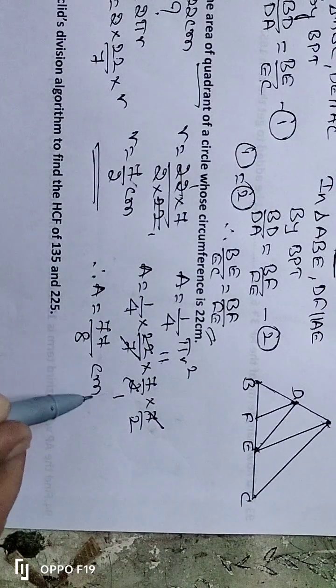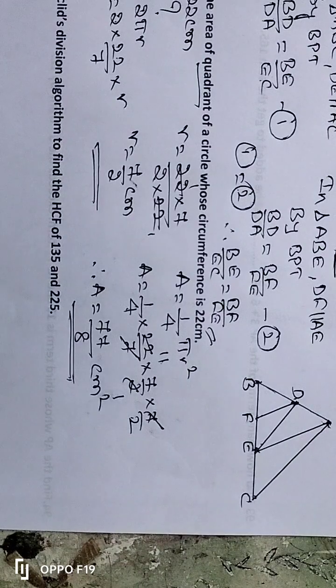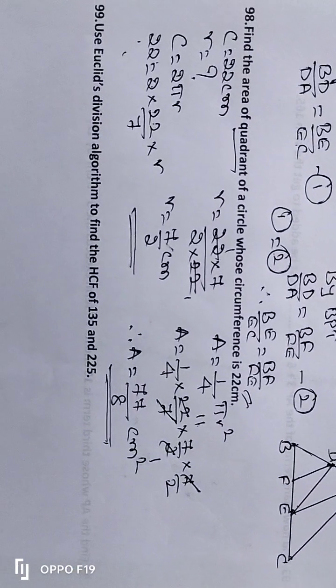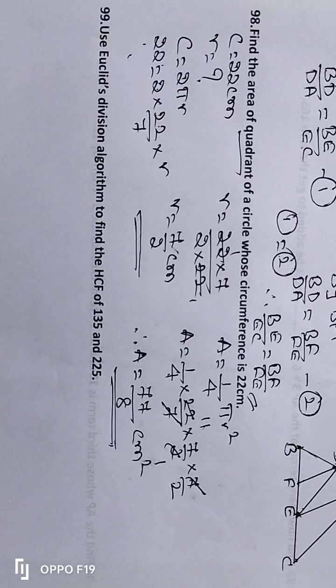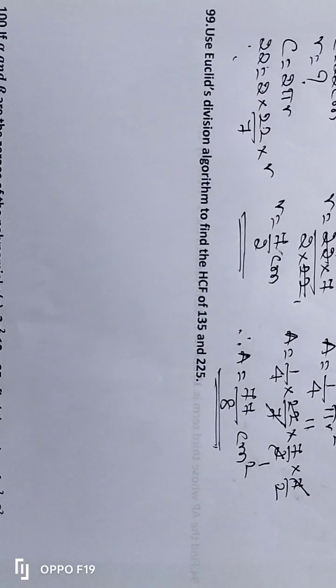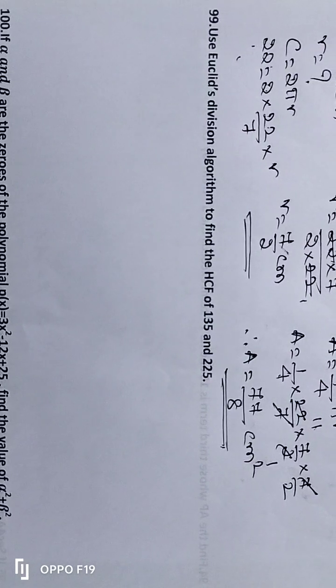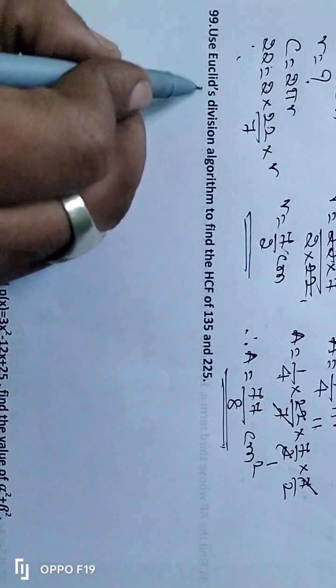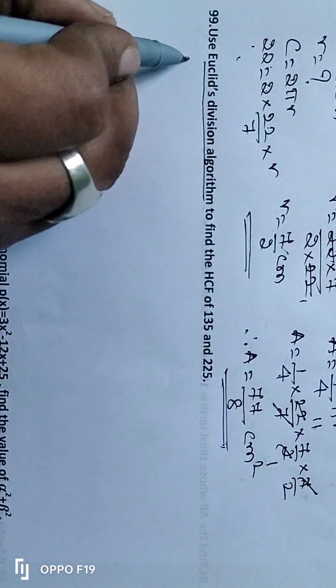So 77 by 8 centimeter square is the area of a quadrant. Like this we have to find the area of a quadrant. Then coming to the 99th question: use Euclid division algorithm to find the HCF of 135 and 225. So now let us find out the HCF by using Euclid division algorithm.